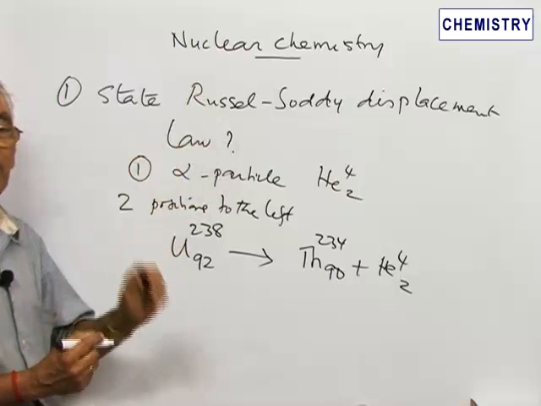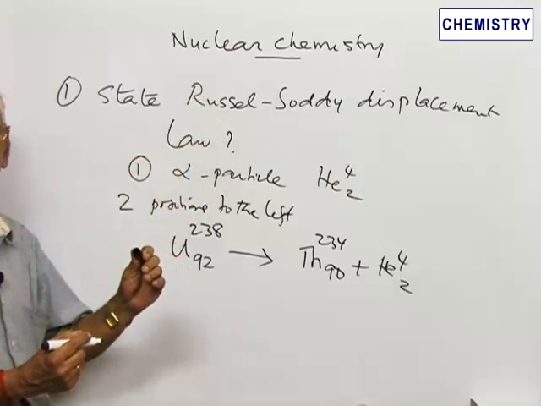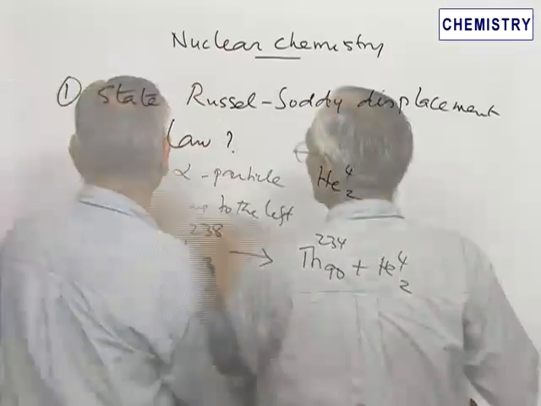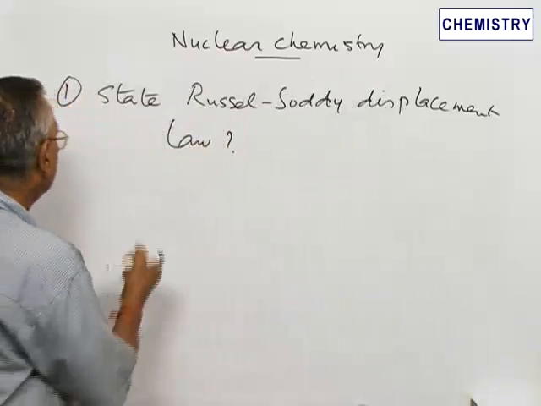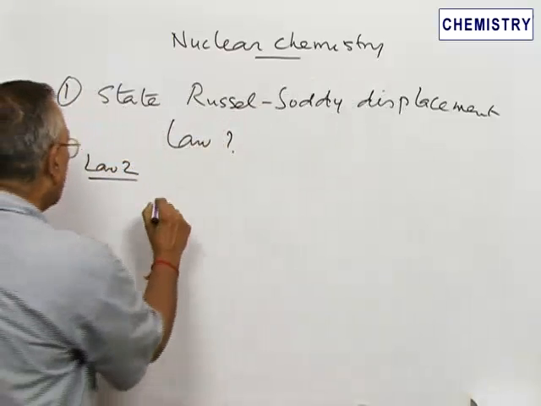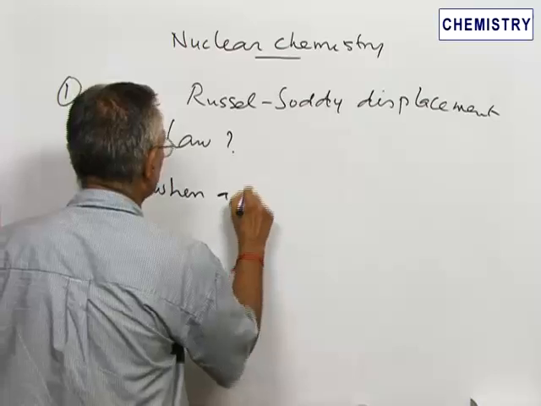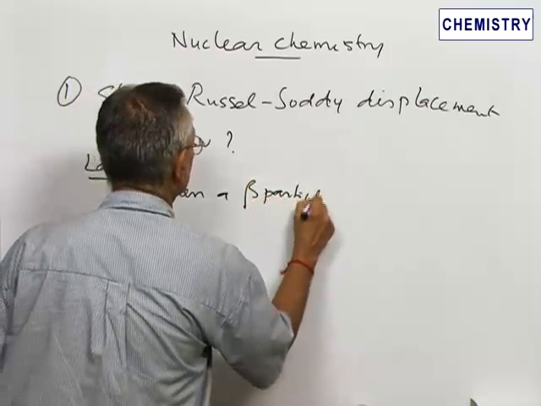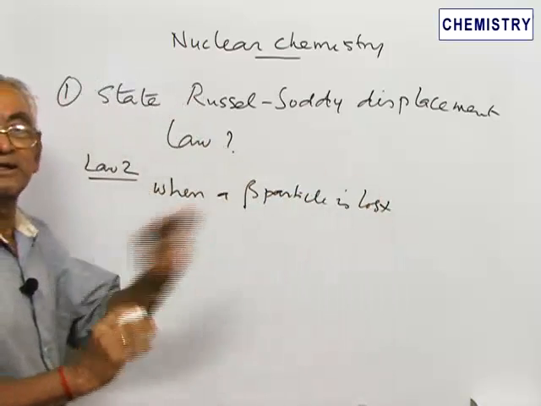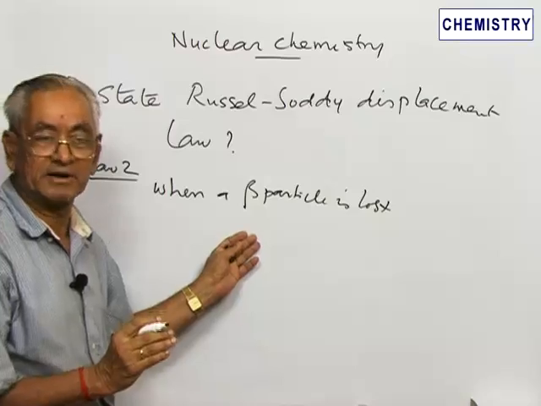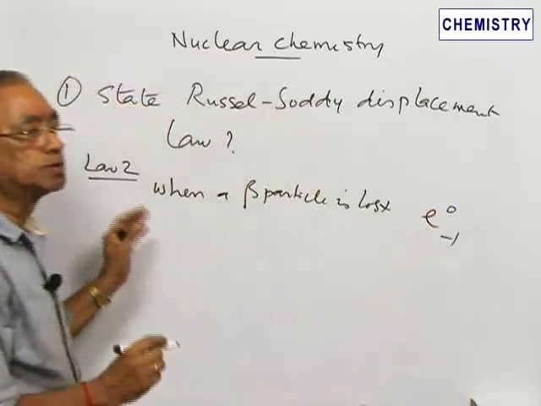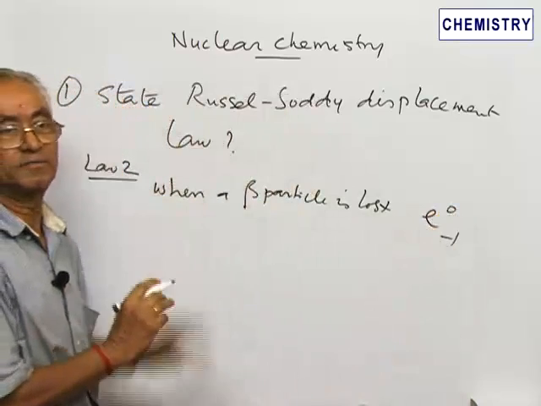The first law says that when an alpha particle is lost, the position of the element moves to the left by 2 units. The second law is related to beta particle emission. There are actually 3 laws. When a beta particle is lost from a radioactive species, there is no change in the mass because the beta particle is equivalent to an electron. Therefore, there is no change in the mass, but it moves 1 position to the right.